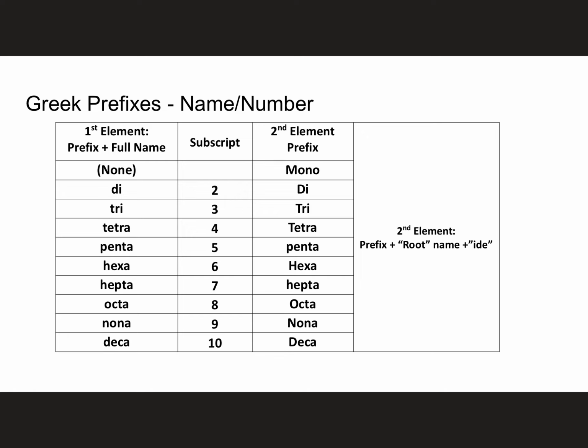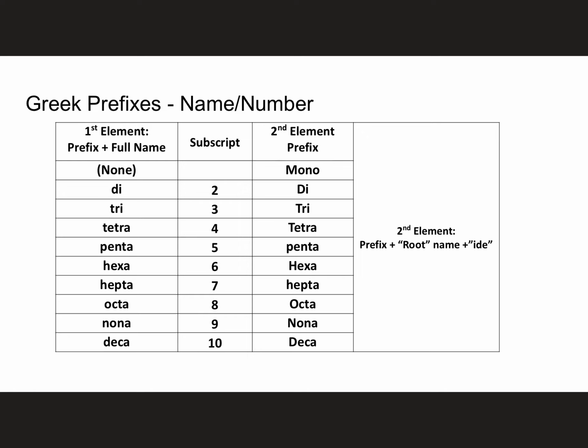All right, here are the Greek prefixes. Each Greek prefix is associated with a number. So let's look at the first Greek prefix, which is mono. Mono means one. Now, if you have the first element and there's only one of them, you don't write the word mono. But if the second element in the formula is only one, you do write mono. So there's a little trick there, and I'll get to that in a second when we get to actually trying these out.